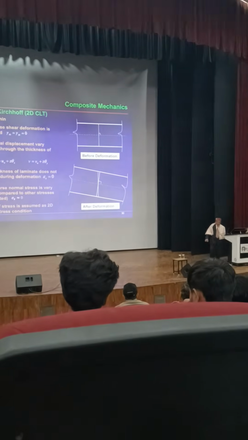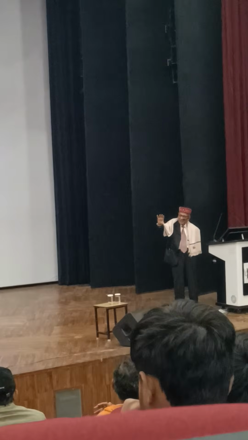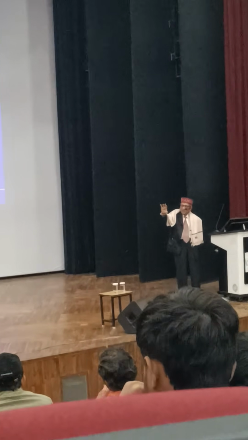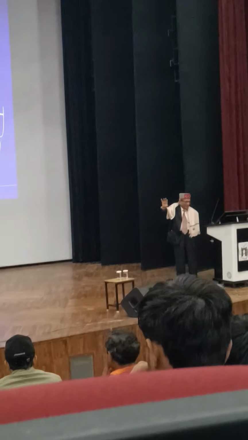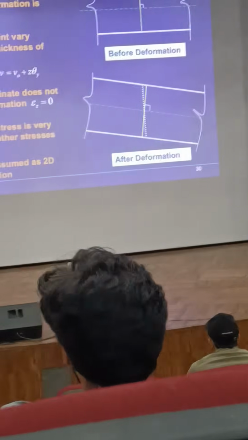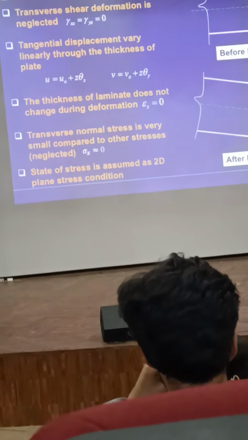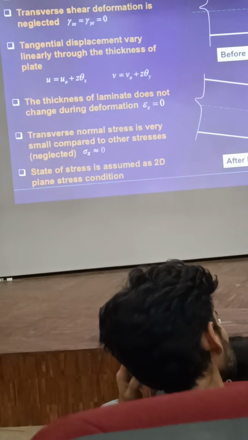Then we also assume that thickness does not change. I am emphasizing this more for the students to understand. The thickness does not change means there is no normal strain. If you take 2 points in the thickness, they don't change. There is no change. So epsilon z is 0. So that is another assumption.